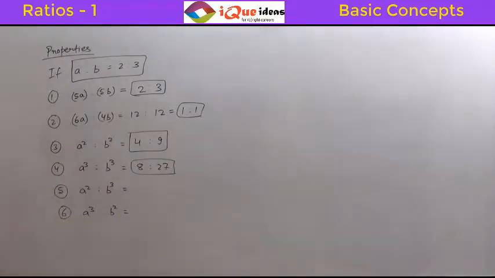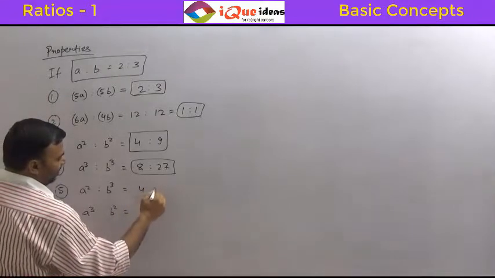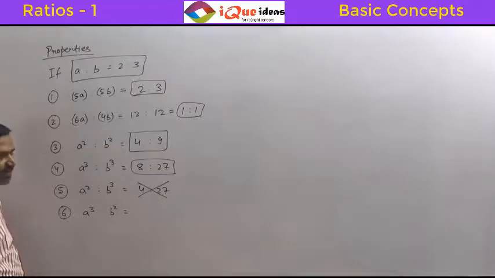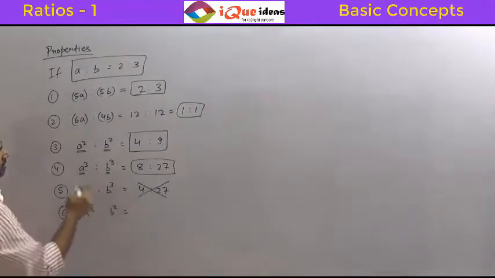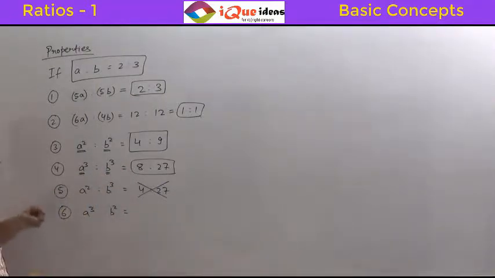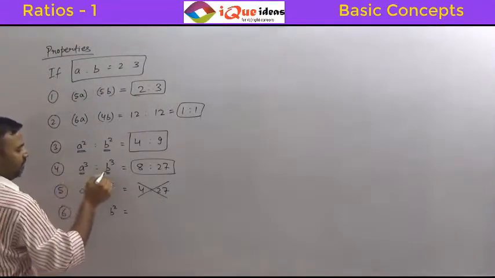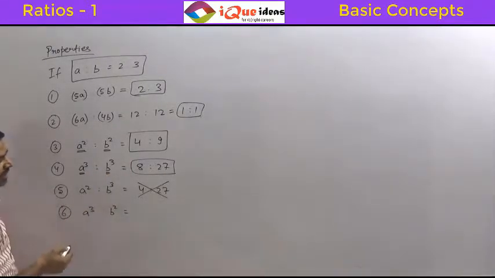Alright. What about this one? A square is to B cube. So 2 square 4 and 3 cube 27. No, it is wrong. Okay. Why is it wrong? See, as long as the power change was same in both the components or in all the components. Remember, power change has to be same. So here we were squaring, so the other also we will square. A we were taking cube, so B also we have to take cube. Here what we are doing is we are taking square of A but cube of B. That is not possible to be calculated.